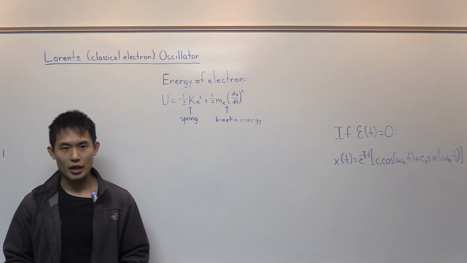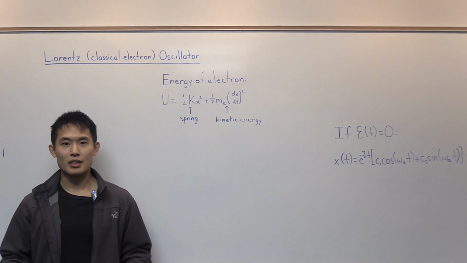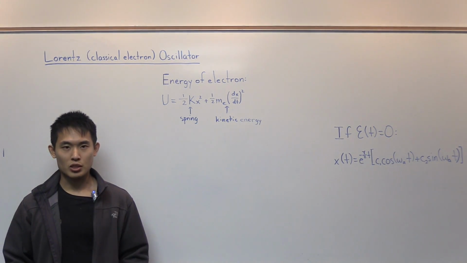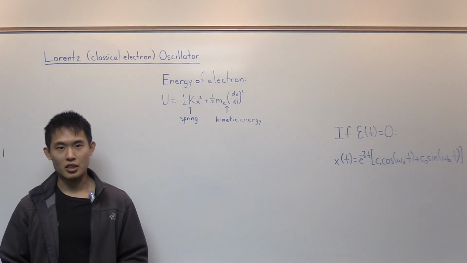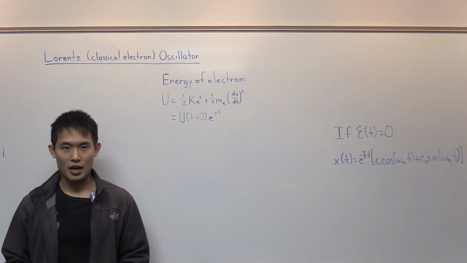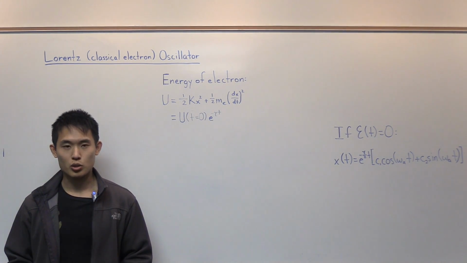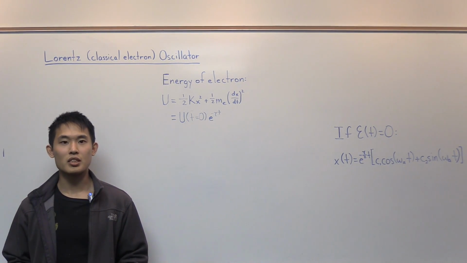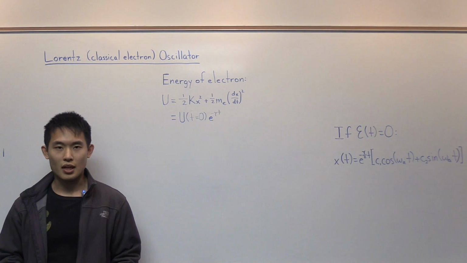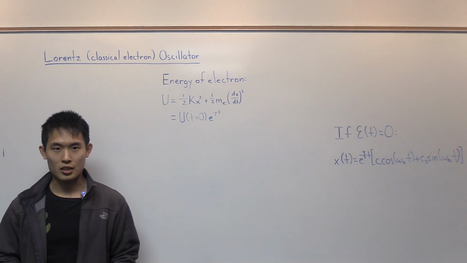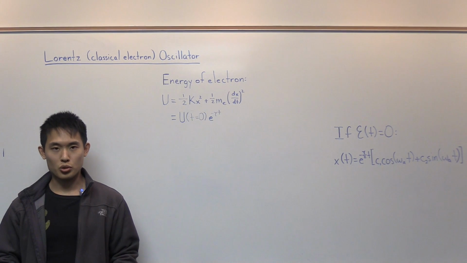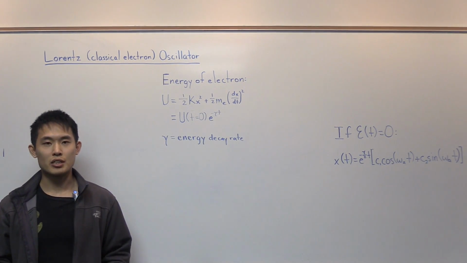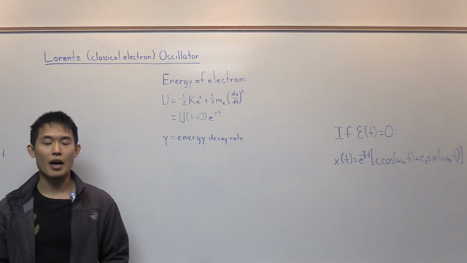A start would be to write out the energy of the atom, assuming that the nucleus is too heavy to move significantly. There are two parts, the potential energy of the spring and the kinetic energy of the electron. If we plug in our expression for x(t), as well as its derivative, into our energy expression, we get that the energy is equal to the initial energy times e to the negative gamma t. Just to emphasize, this is only the energy of the electron oscillation. This doesn't count other sources of energy, such as the entire atom moving around. Since the energy decreases exponentially according to gamma, we call gamma the energy decay rate.